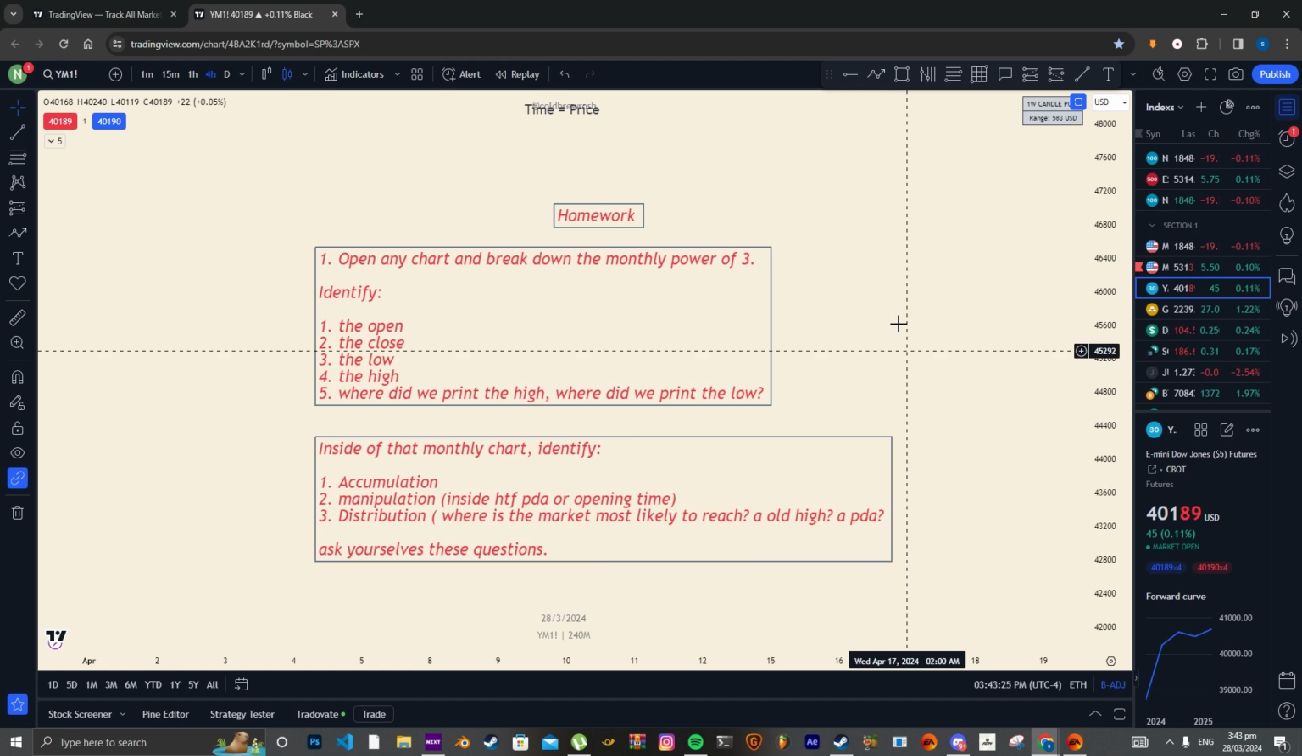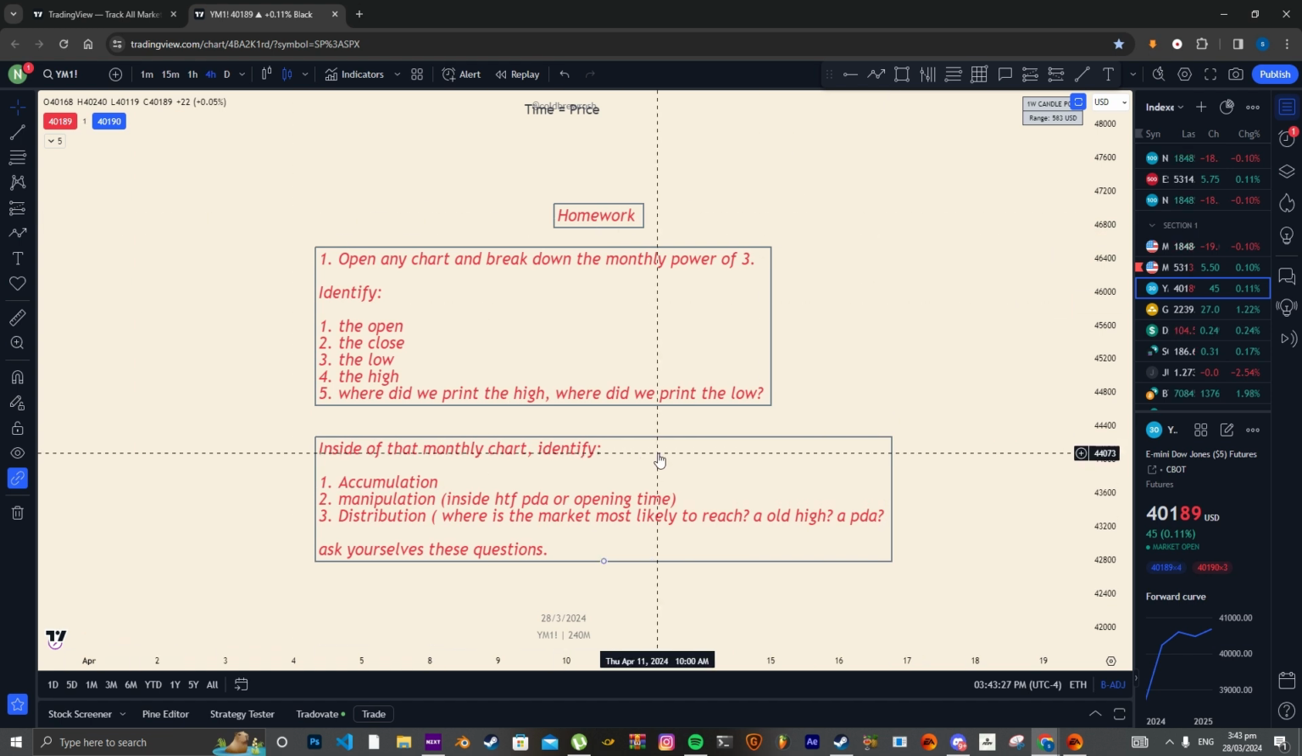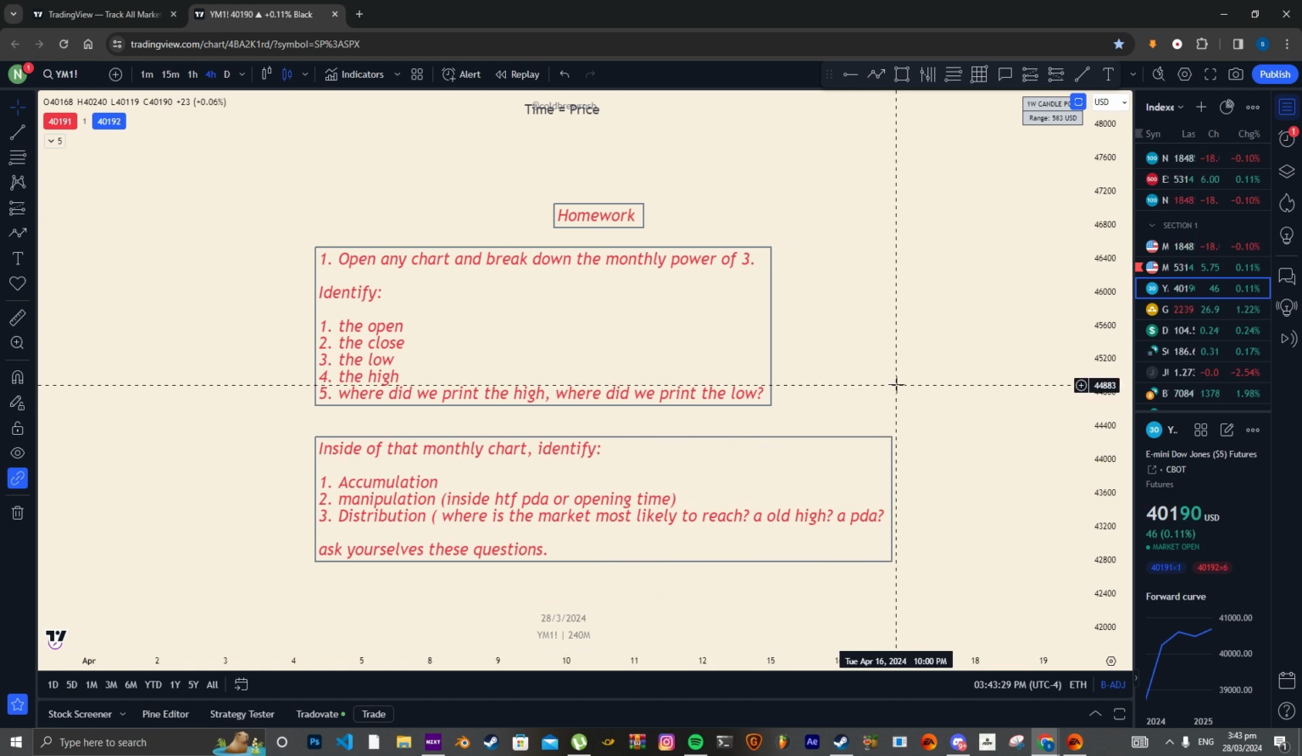What I want you to do is open up any chart and break down the monthly power of 3. Even if it is hindsight, I don't care. Even if it is hindsight, you need to look at past data, and you need to develop a model based on that past data to trade real time. I don't backtest anymore, me personally. I'm only live testing, and I'm live testing my model through the market.